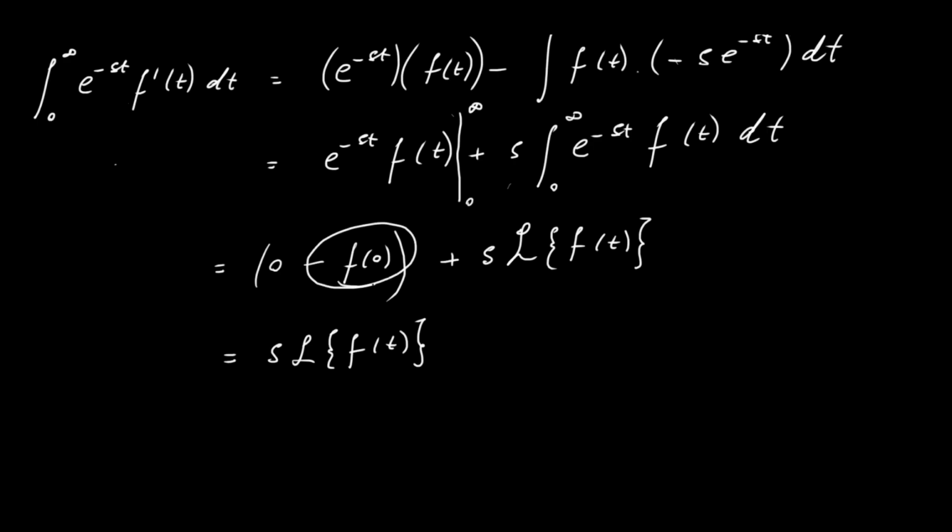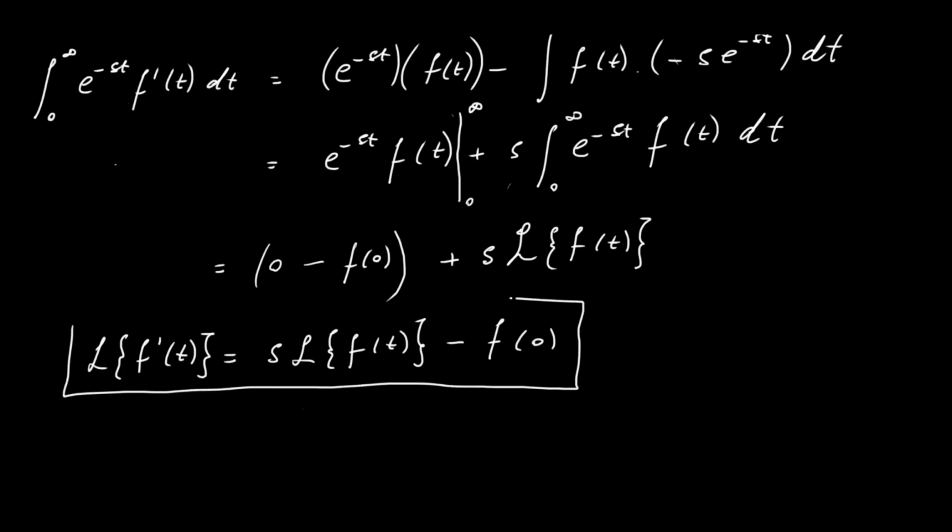And then we've got this minus here, minus f of 0. So this is really it: the Laplace transform of f prime t is equal to s times the Laplace transform of f of t minus f of 0. So that's our first derivative done.